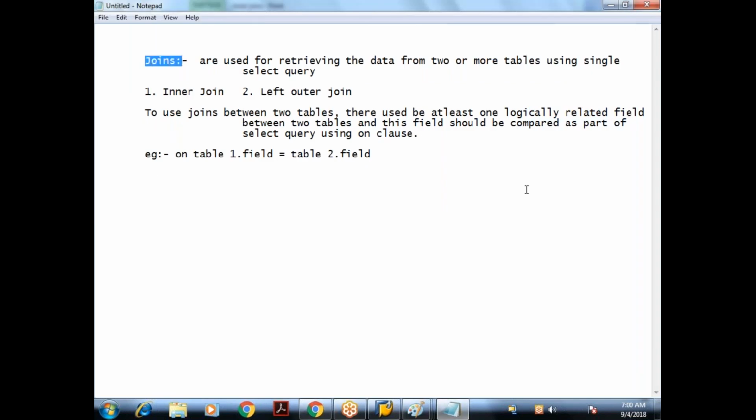We are trying to discuss joins. So joins are used for retrieving the data from two or more tables using a single select query. So far we have used the select statement to get the data from only one table.